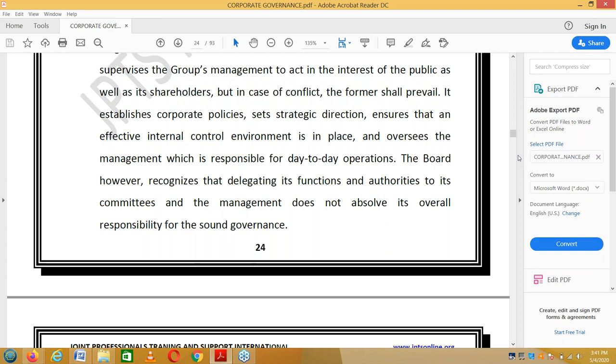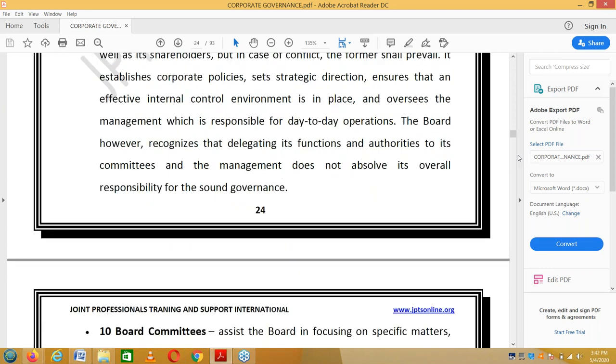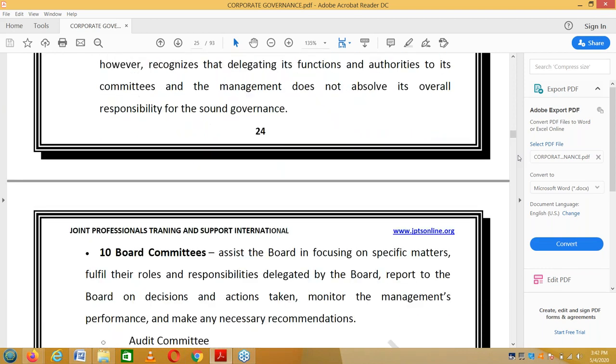The board, however, recognizes that delegating its functions and authority to its committee and the management does not absolve its overall responsibility for the sound governance. Let's look at the 10 board committee.